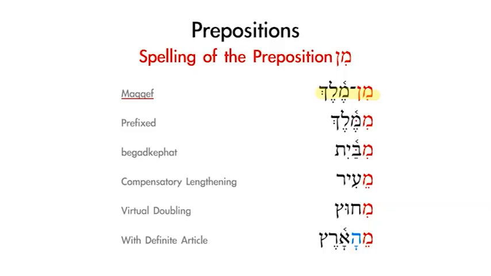In addition to the preposition min being spelled as a makef preposition, it can also be spelled as an inseparable preposition, but with the dagesh forte in the consonant to which it is prefixed, like mem melech in our second example here. Here, the noon of the preposition min has assimilated as a dagesh forte into the first consonant of the word to which it's prefixed, here the object melech. Now, this is the assimilation of the noon, and the assimilation of the noon happens frequently in Hebrew in a number of different contexts and environments.